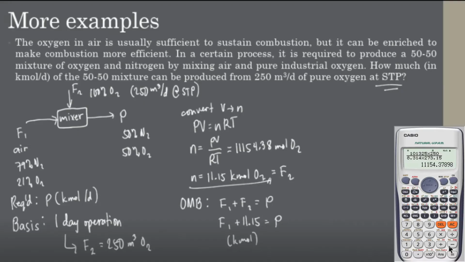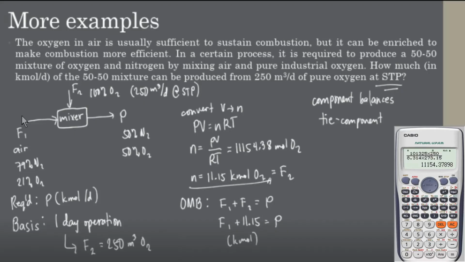After the OMB, we proceed to the component balance. Let me take this opportunity to discuss what we call the tie component. The tie component, if present, is what allows us to simplify our material balances for a particular problem. The tie component is defined as a component that only enters through one stream and only exits through one stream. Let us examine our components and take a look if they satisfy the definition of the tie component.